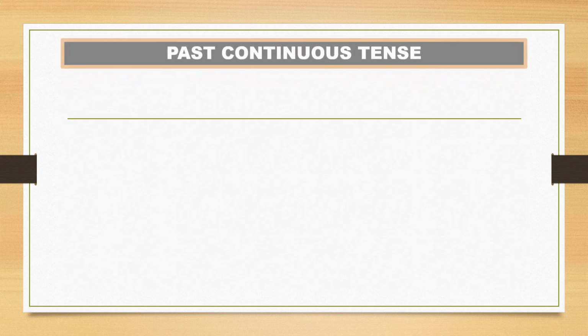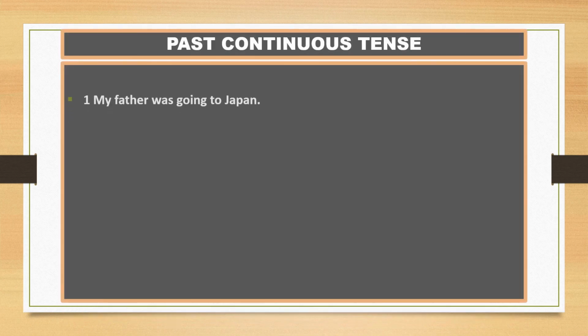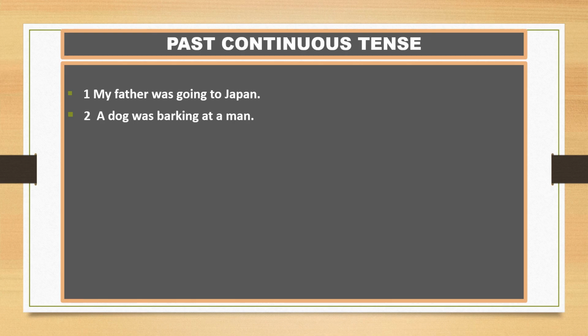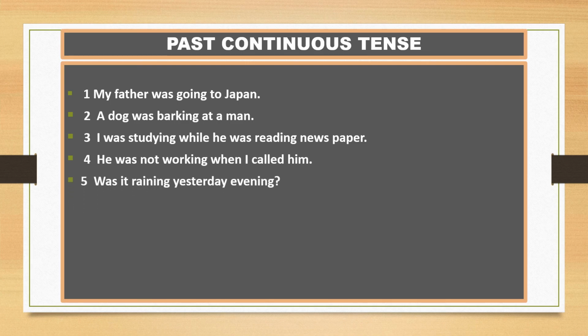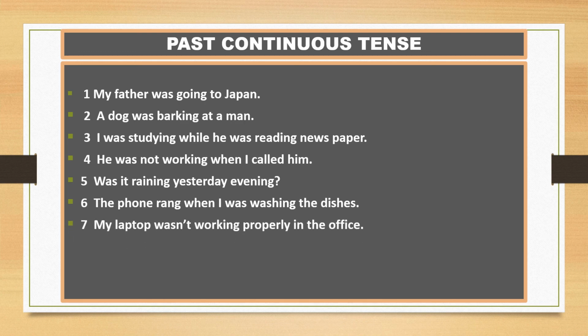See the examples of past continuous tense. First, my father was going to Japan. A dog was barking at a man. I was studying while he was reading the newspaper. A parallel action. He was not working when I called him. Interrupted action. Was it ready yesterday evening? A verbal question. The phone rang when I was washing the dishes. This is an interrupted action. My laptop wasn't working properly in the office.